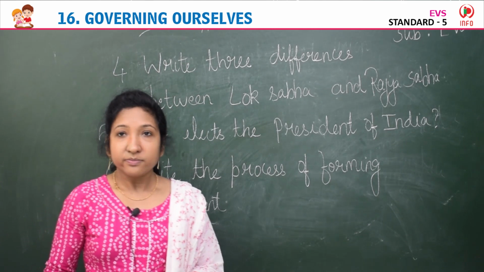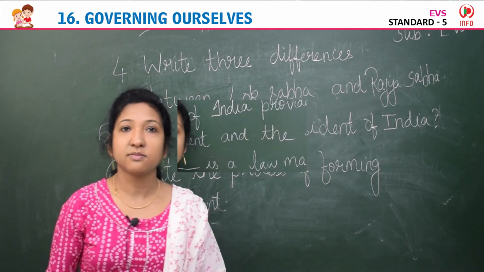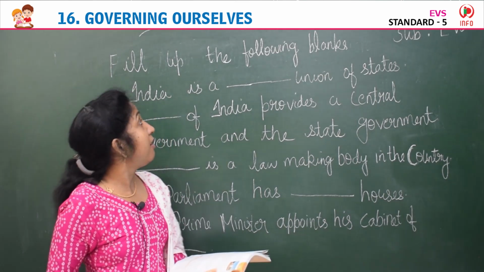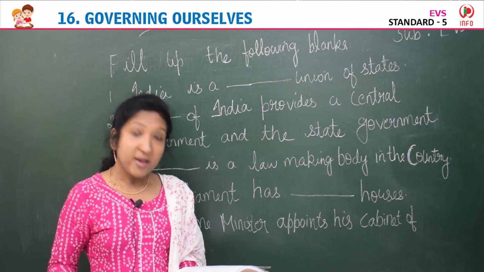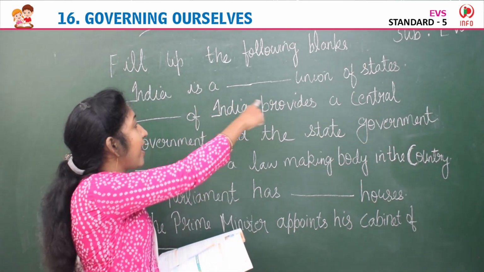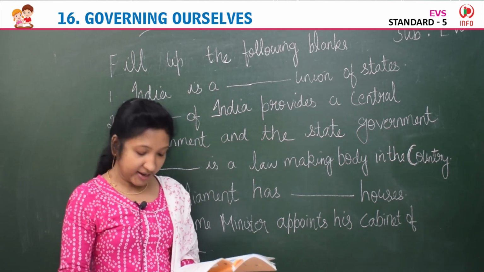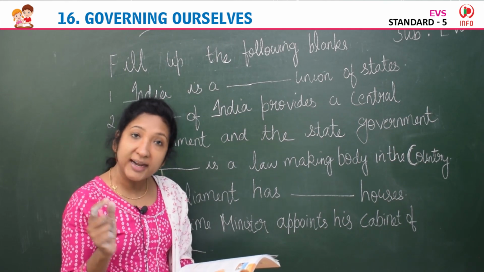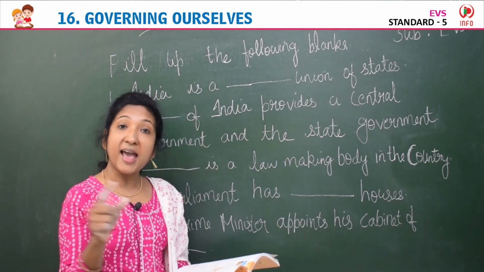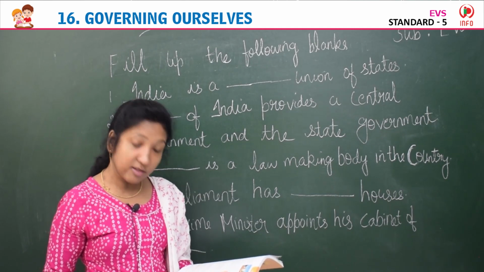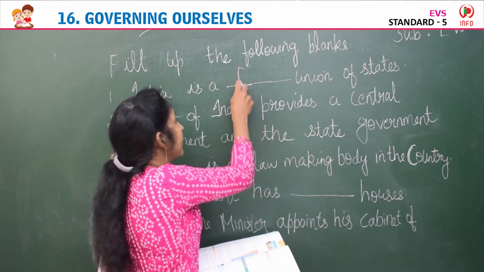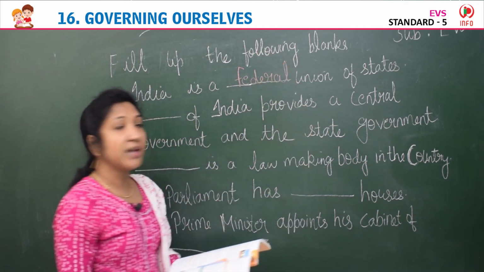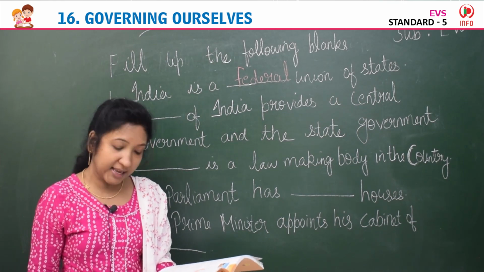Then coming to the next exercise. Okay children, coming to the next exercise, fill up the following blanks. First question, India is a dash union of states. In your textbook, you have a clue kit. There they have given options. You have to select and write. India is a dash union of states. The answer is, India is a federal union of states.